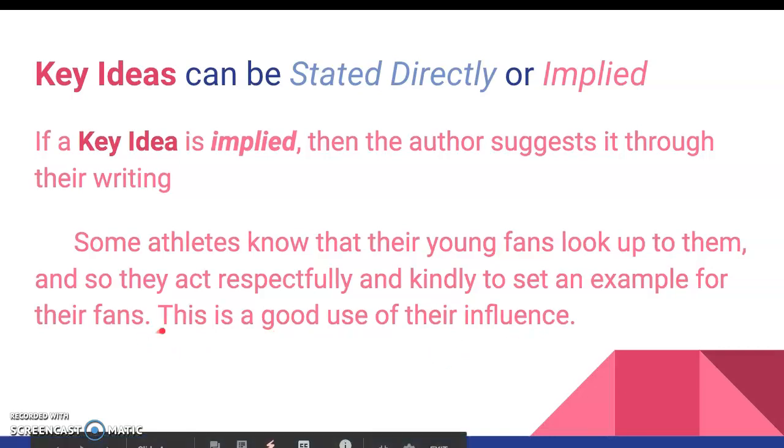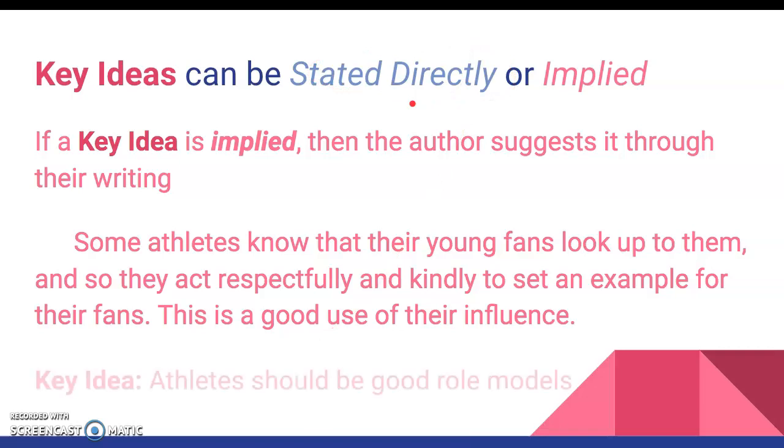Okay, so we can look right down here at "this is a good use of their influence" and realize that the author approves of when athletes do this, when they show a good example to their fans. So we could probably guess that the author is implying that athletes should be good role models for kids. Do you see how it's not written out directly, but we can pretty easily guess that? That's what it means when the key idea is implied. And when you guys write 5-paragraph essays, I don't think you will really ever have an implied main idea or key idea. Yours is usually always stated directly. Okay.